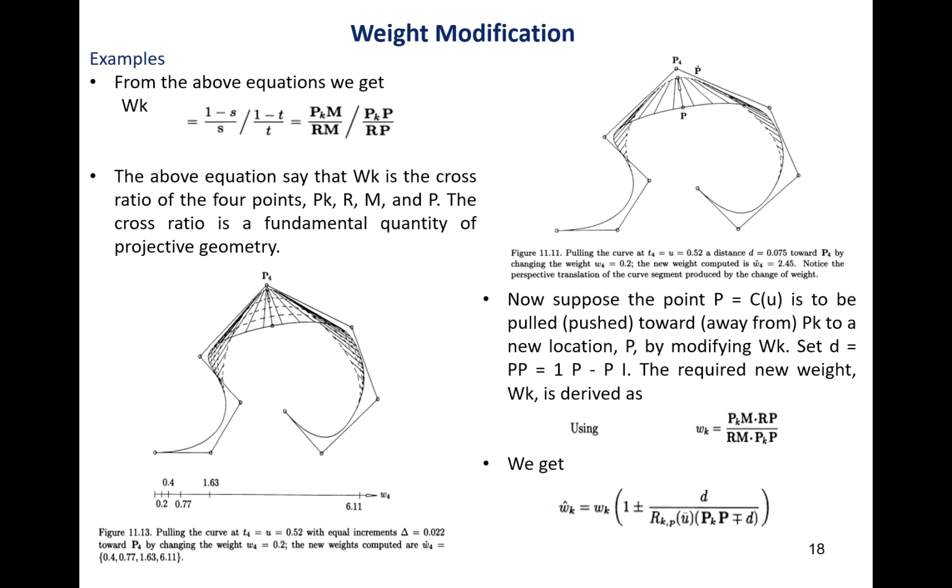Now suppose point P equals C is to be pulled or pushed towards or away from PK to a new location P by modifying weight, then D will be given. So the new weight WK is derived as given in the formula below.